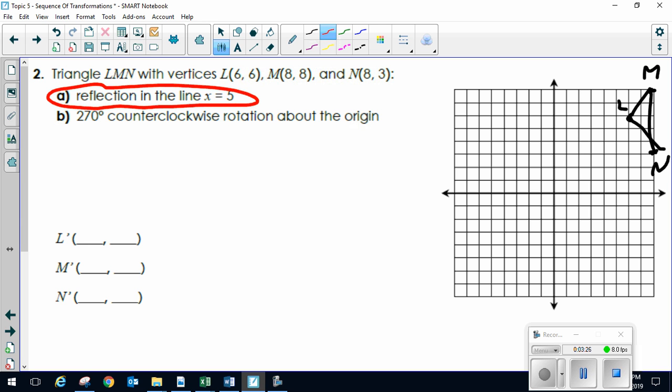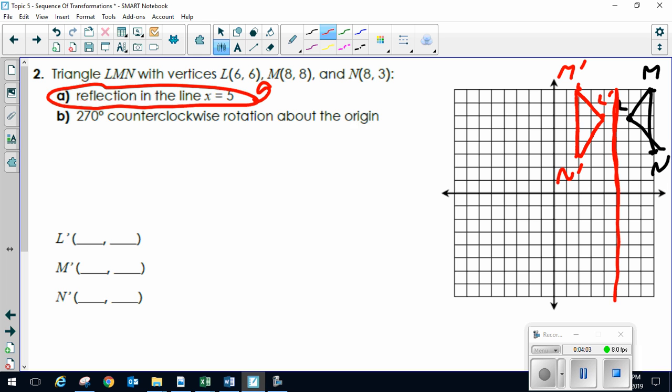Well, x equals 5, remember, is a vertical line that goes through 5 on the x-axis. That vertical line there. So to find my first primes, I just need to count again. M is 1, 2, 3 to the right, so I need to go 1, 2, 3 to the left. So here's M prime. L is 1 to the right, so I need to go 1 to the left. That's L prime. And then N is 1, 2, 3 to the right, so I need to go 1, 2, 3 to the left. So here's my N prime.